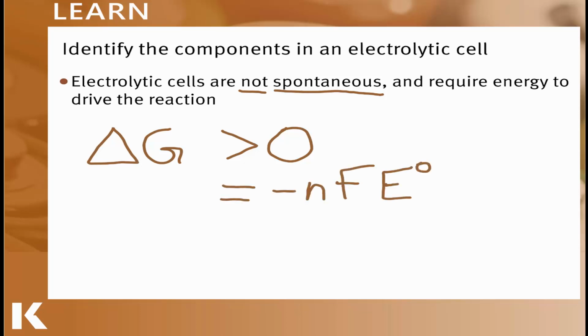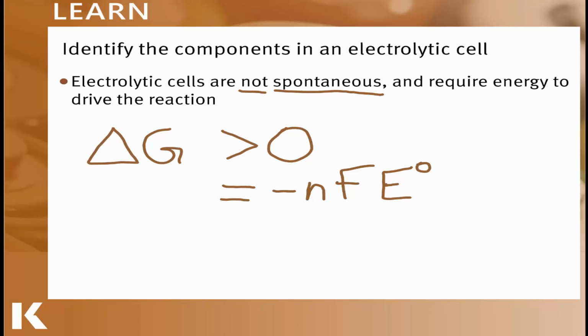Now an expression that connects electrochemical systems to free energy is delta G equals minus nFE°, where n is the number of moles of electrons transferred, F is Faraday's constant, it's a large positive number, and E, with that funny little circle, the E naught, is the reduction potential of the system. Now, reduction potential is just what it sounds like. It's the potential to be reduced spontaneously.